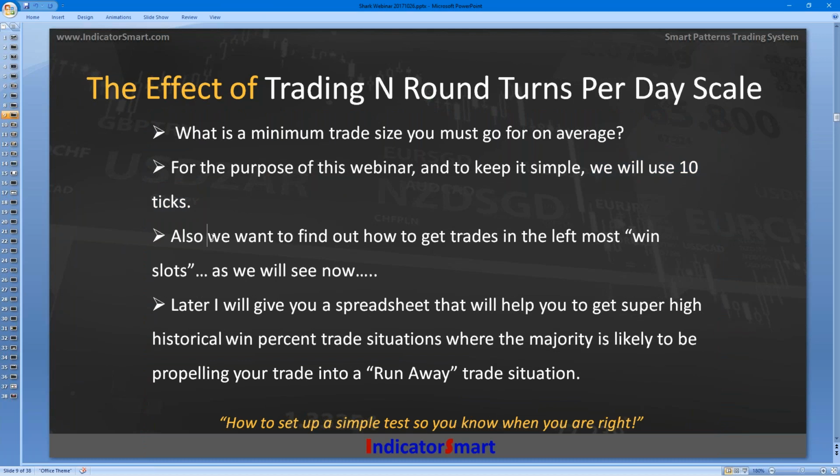So we want to find out how to get in trades in the leftmost win slots on that Galton board, and I'll take a look at that in a second. I got another one here. Later on, I'm going to give you a spreadsheet that'll show you how to get some super high historical win percents and trade situations where the majority is likely to be propelling in your favor, but then into that runaway. So it's like, okay, I know that I can hit 10 ticks 84% of the time, and I get into a runaway 5 times a week. It'd be something like that.